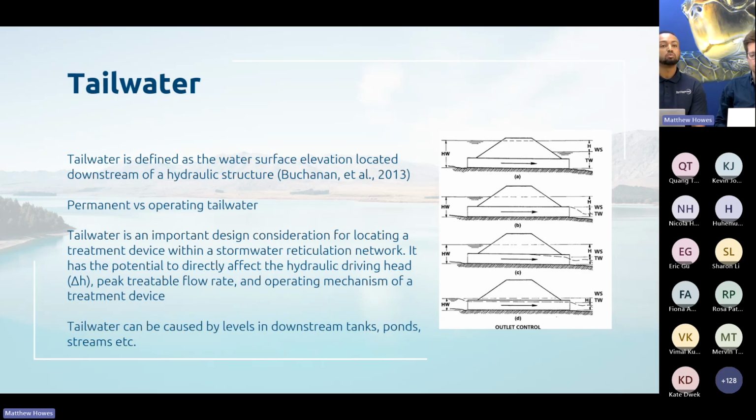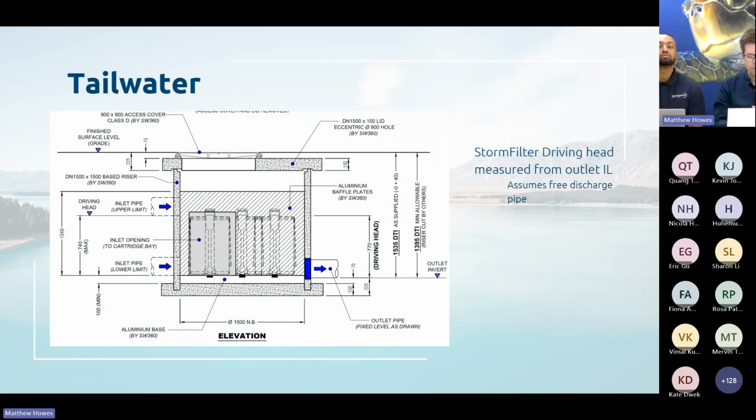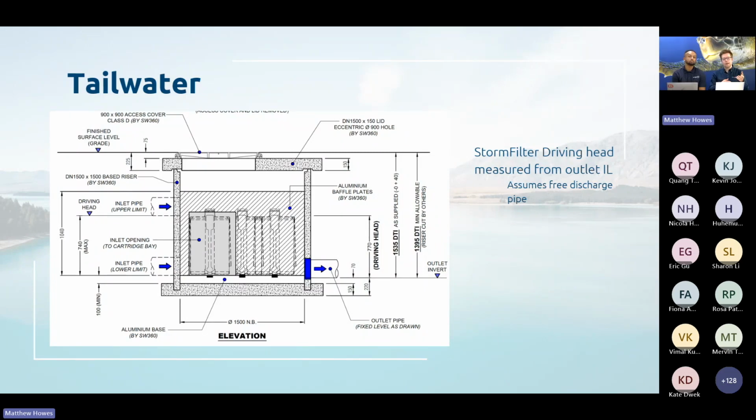So some of the implications are that it can affect the hydraulic driving head or the effective driving head, and also what the maximum treatment flow rate can be, which Matthew will discuss further. So it's a very common thing for, say, housing developments where you'll have storm filters treating the access lots, and then you'll have detention tanks to attenuate the flows. So we're achieving either pre-development flows, or 80% of pre-development flows, depending on the consent conditions and the requirements of the site. So what does that look like for the storm filter?